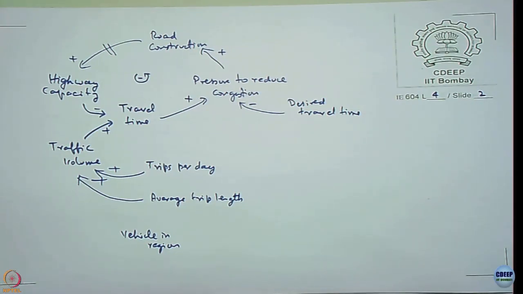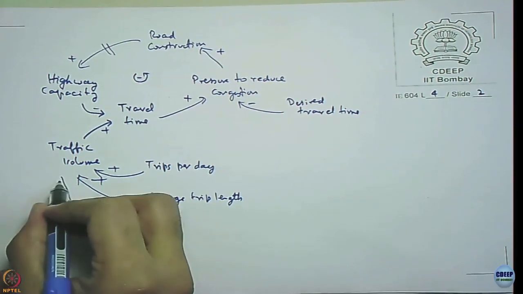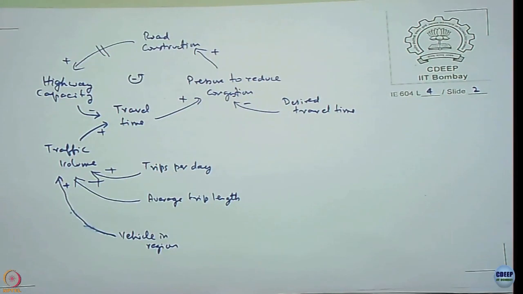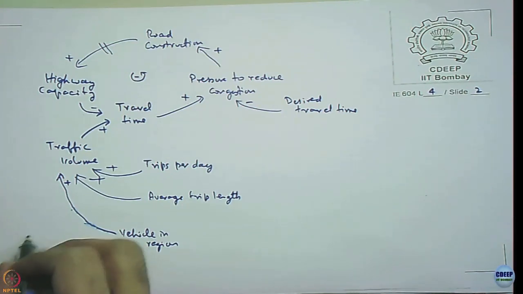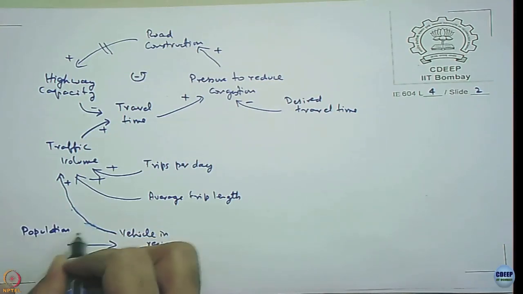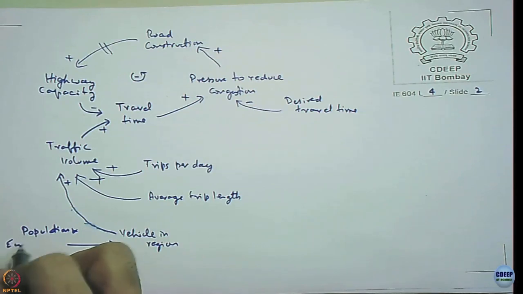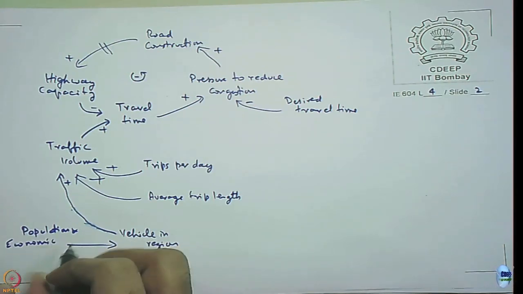There is more. Traffic congestion outside IIT is caused by people not from Powai, because they are all traveling large distances. People in the western suburb want to work in the eastern suburb, and people in the eastern suburb want to work in the western suburb. So it causes traffic jams in Powai. And with more cars in the region, we can expect higher traffic volume. And as was also suggested, vehicles in the region depend on the population, and to some extent on the economic activity.